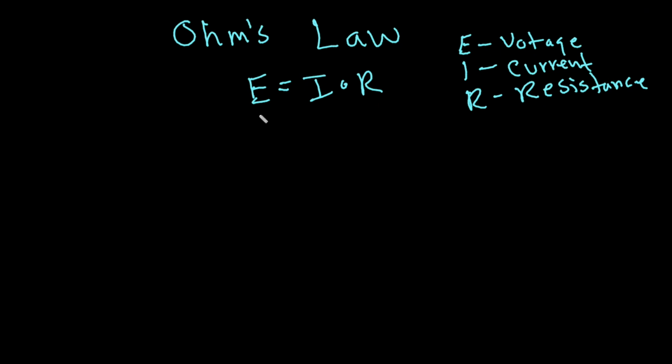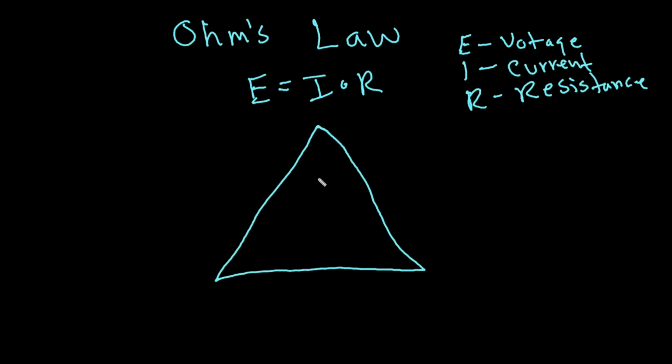All right, so we talked about Ohm's law's formula, E equals I times R, and we talked about what each of the parts are. Now let me show you the Ohm's law triangle. So this is the Ohm's law triangle. E on top, I on the lower left, R on the lower right. So let's say you need to solve for E. Well, to solve for E, these two are right next to each other. We just multiply them. So as we know from up here, E equals I times R.